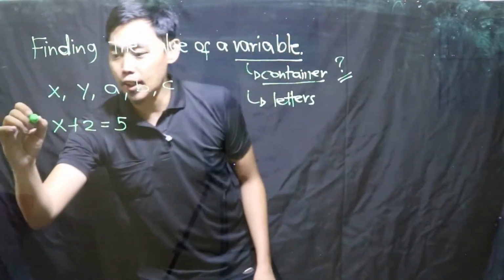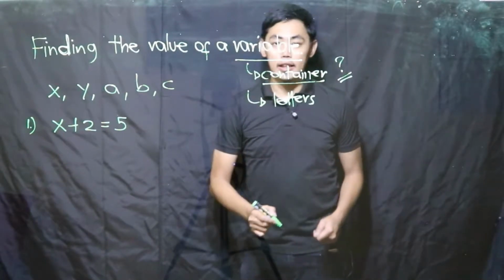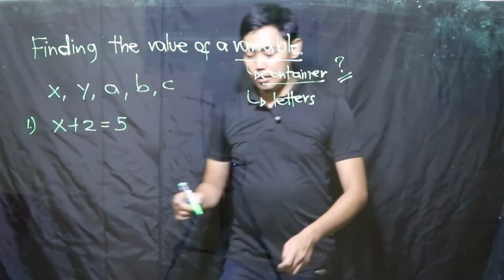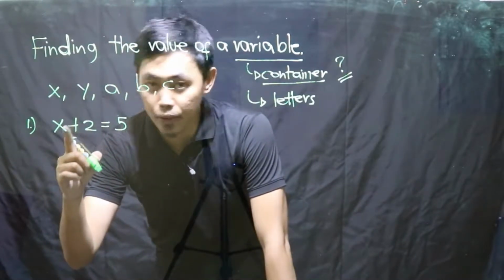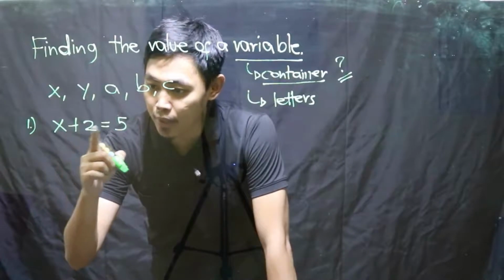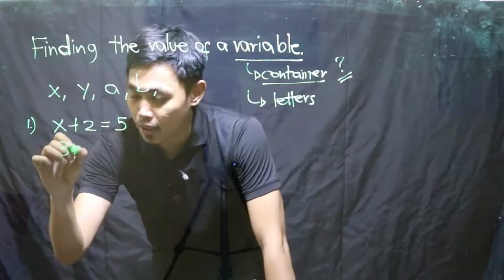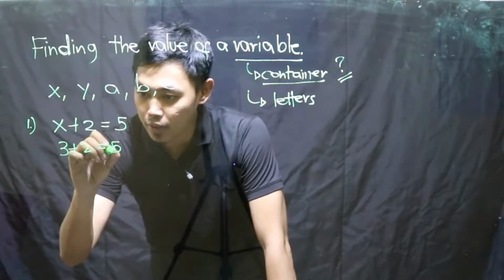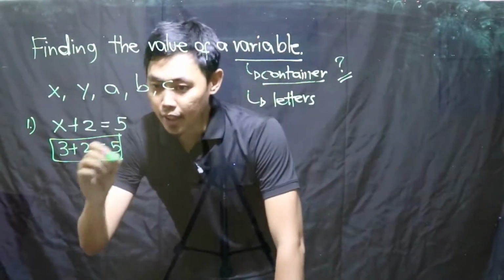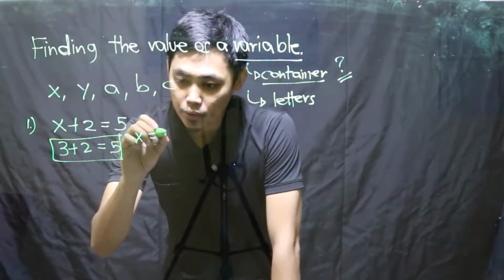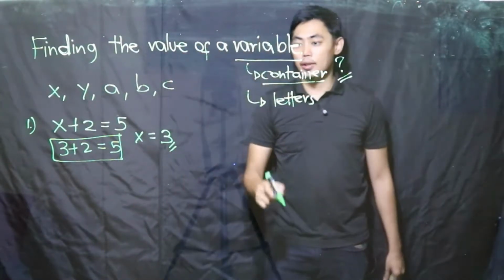Let's find the value of the variable X. What is the value? It is good to note that we need to find a number that, if it is added by 2, will result in 5. Some of you will say 3. 3 plus 2 is equal to 5, and this is correct. So X is equal to 3. That is correct, and you are right.